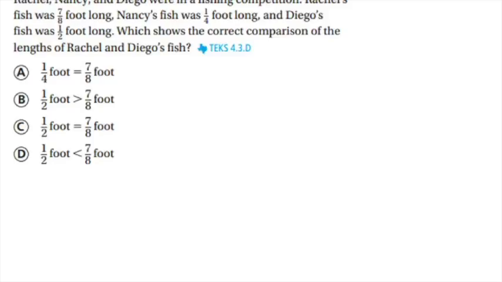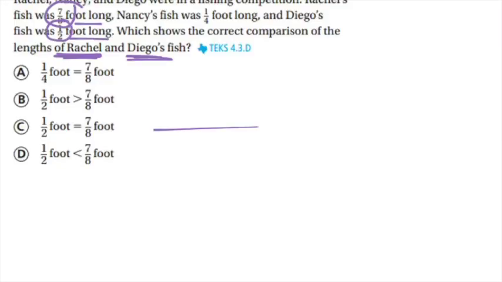Rachel, Nancy, and Diego were in a fishing competition. Rachel's fish was 7/8 foot long. Nancy's fish was 1/4 foot long, and Diego's fish was 1/2 foot long. Which shows the correct comparison of the lengths of Rachel and Diego's fish? Okay, now from this problem, I see I'm only looking at Rachel and Diego's fish, so I'm looking at 7/8 foot long and 1/2 foot long.